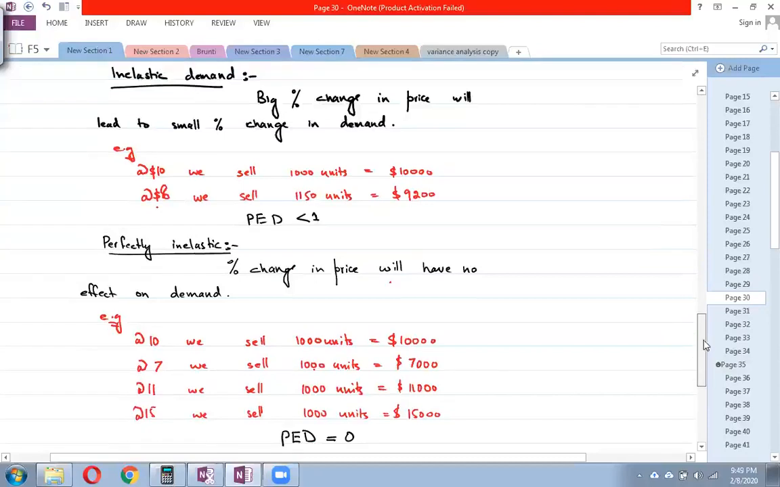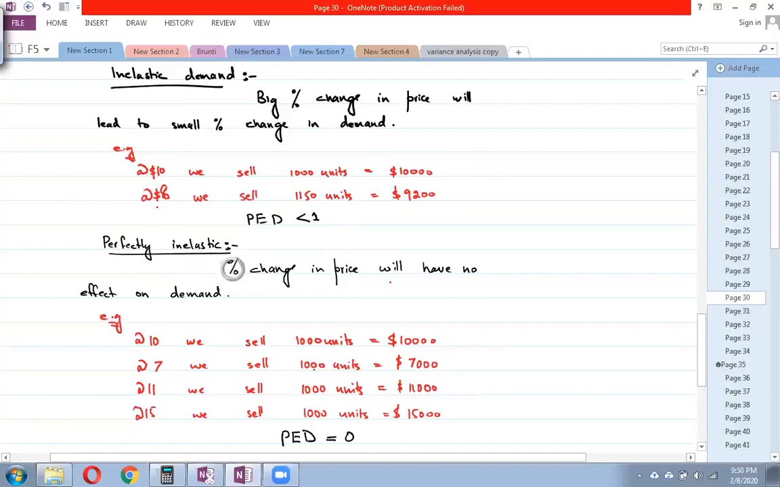Then the perfectly inelastic, which means it is totally inelastic, not changing at all. So if the price is $10 or $7 or $11 or $15, in all the selling prices, the demand will be the same. It is perfectly inelastic, not changing at all. In inelastic demand, it is slightly changing, but perfectly inelastic, it is not changing at all.